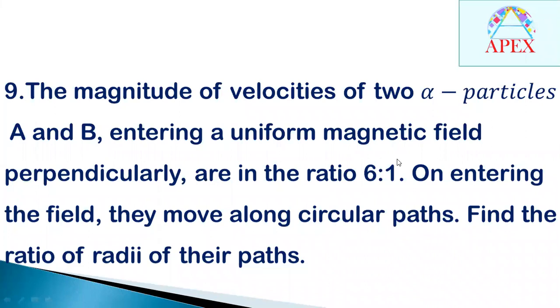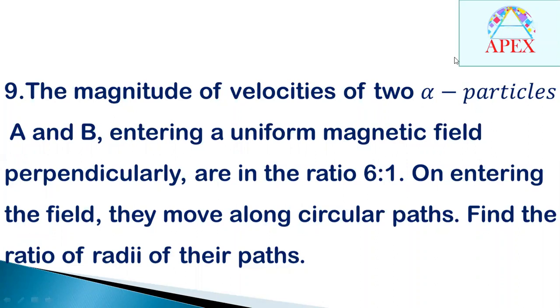The magnitudes of velocities of two alpha particles, A and B, entering a uniform magnetic field perpendicularly are in the ratio 6:1. So both are alpha particles only, given. Both alpha particles are entering into the same magnetic field with the velocity ratio 6:1. On entering the field, they move along circular paths. Then what is the ratio of radii of their paths?